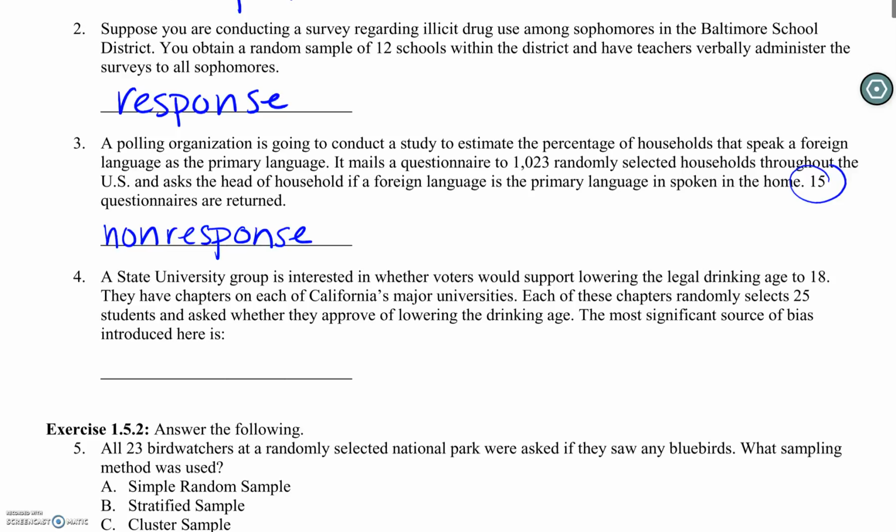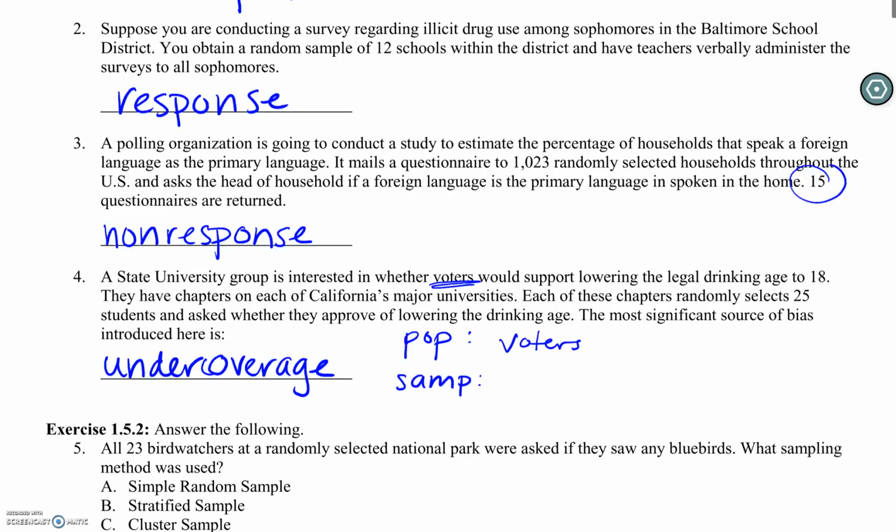All right, last one here. State group, blah, blah, blah. Our issue with this one is undercoverage. Undercoverage tends to be the hardest one to spot because you need to do what we did in that political scientist example in order to make sure you've got it. What is the population they're interested in? Interested in whether voters would support lowering the drinking age. So our population is voters.